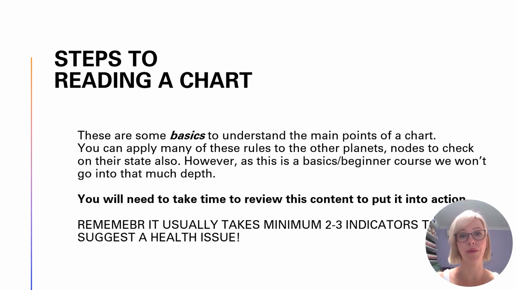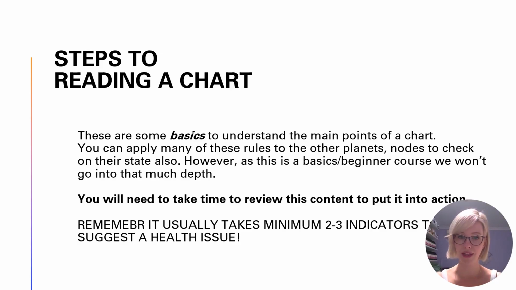So these are some basics to understand the main points of a chart. You can apply many of these rules to other planets and nodes to check on their state as well. So you just check what sign they're in, what house, any aspects to them. But like I said, this is a basics beginner course, so I don't want to go into that much depth and overwhelm you. You'll need to take time to review this content to put it into action.